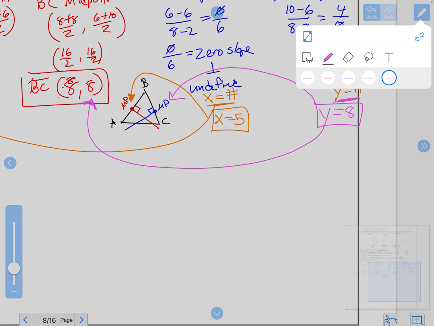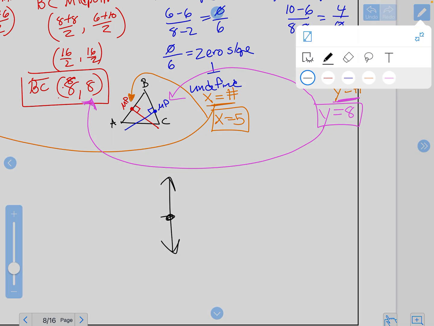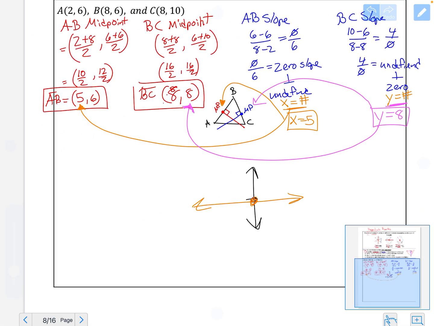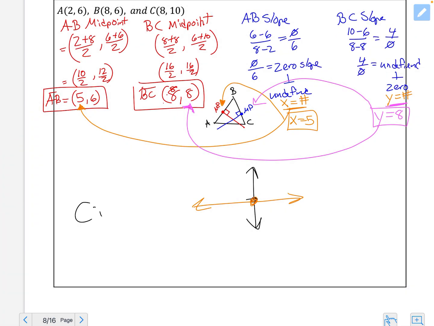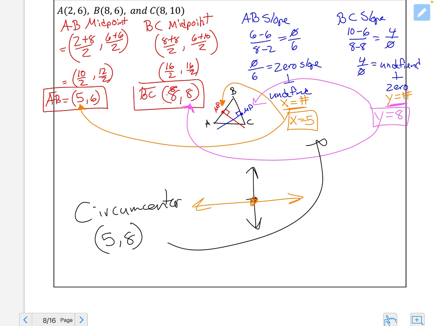So if I have a line x equals 5, which is a vertical line, and I have a line y equals 8, which is a horizontal line, the only spot that they can meet is where their 2 points are. And so our circumcenter is going to be at 5, 8, because that's the only place that these 2 lines will meet. All right, I'm going to pause this, and I'm going to start a new video and do those last 2 problems.